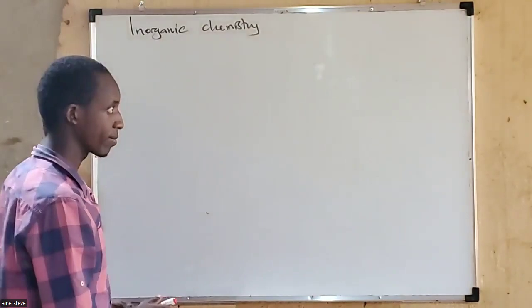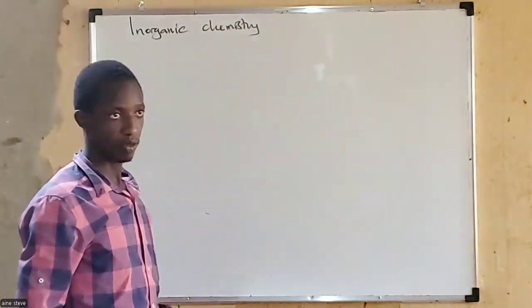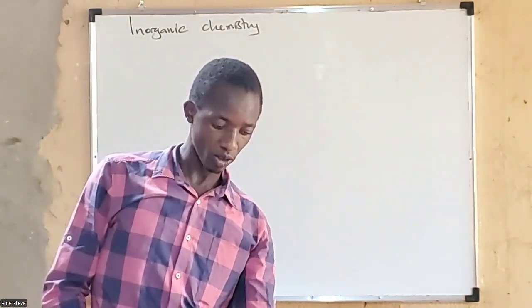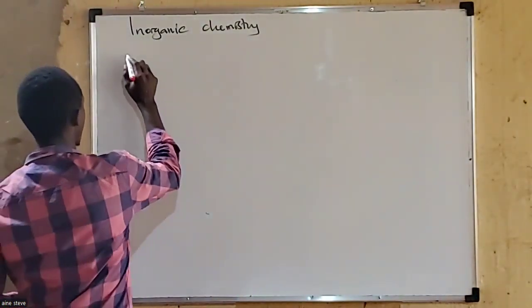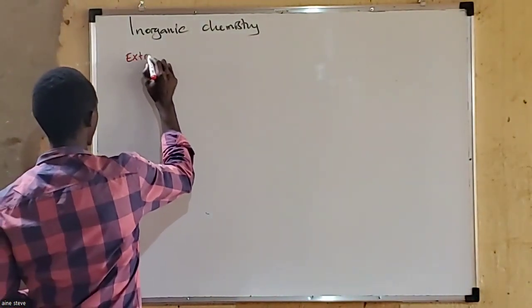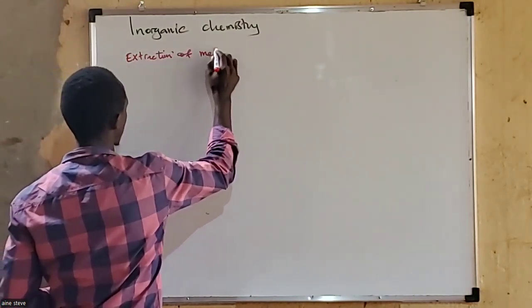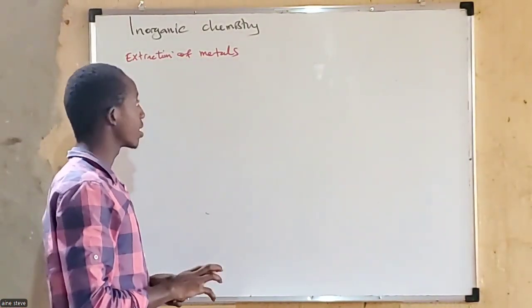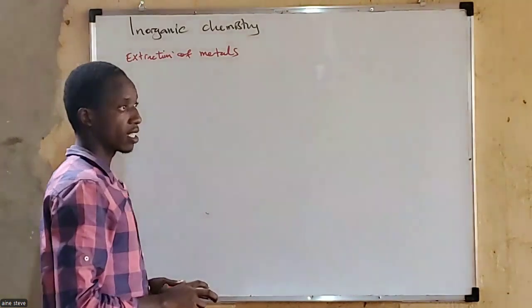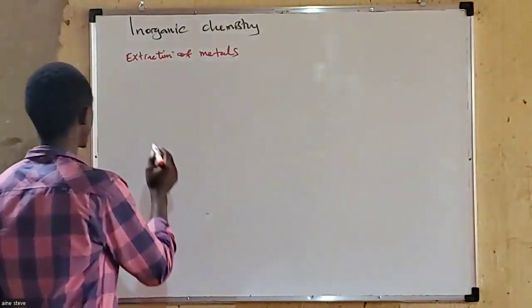At a session in organic chemistry, we shall proceed from where we stopped last time. We're looking at extraction. Extraction of metals. And basically, we shall look at the metals that are extracted at A level.